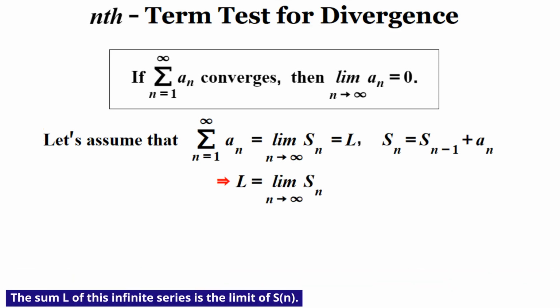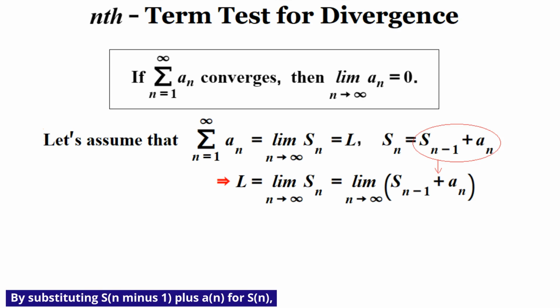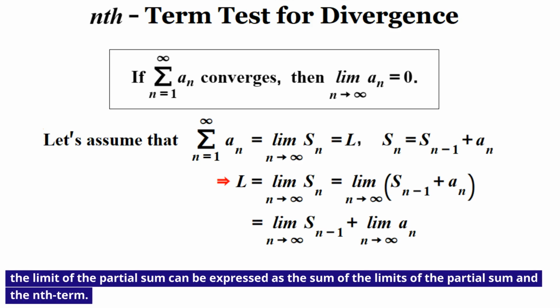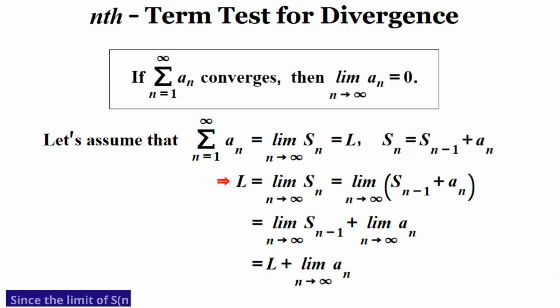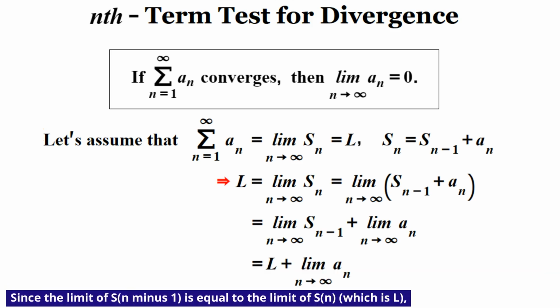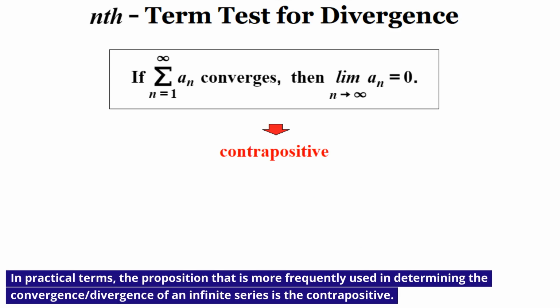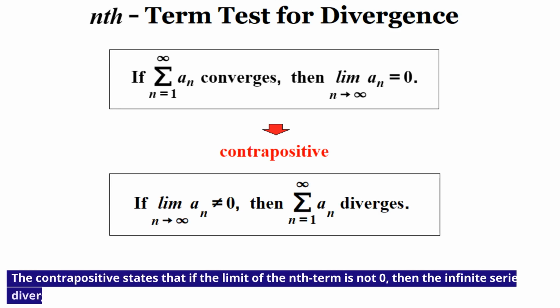The sum L of this infinite series is the limit of Sn. By substituting Sn minus 1 plus An for Sn, the limit of the partial sum can be expressed as the sum of the limits of the partial sum and the nth term. Since the limit of Sn minus 1 is equal to the limit of Sn, which is L, the limit of the nth term ultimately becomes 0. In practical terms, the proposition more frequently used in determining the convergence or divergence of an infinite series is the contrapositive. The contrapositive states that if the limit of the nth term is not 0, then the infinite series diverges.